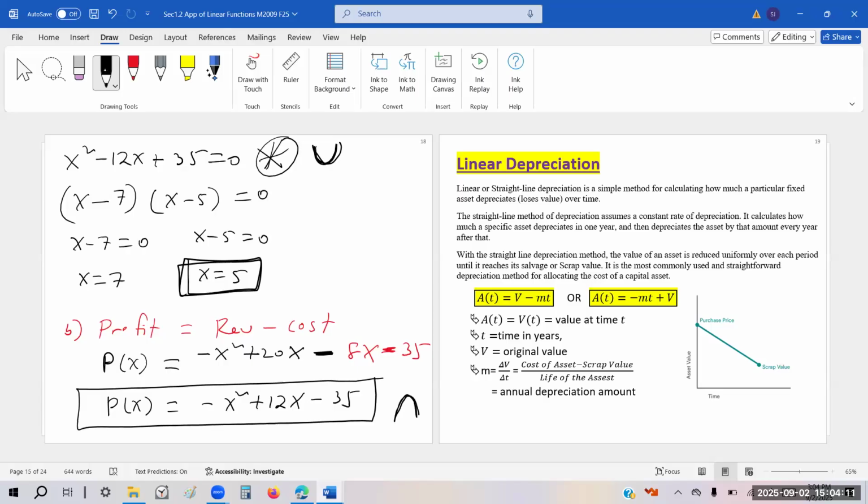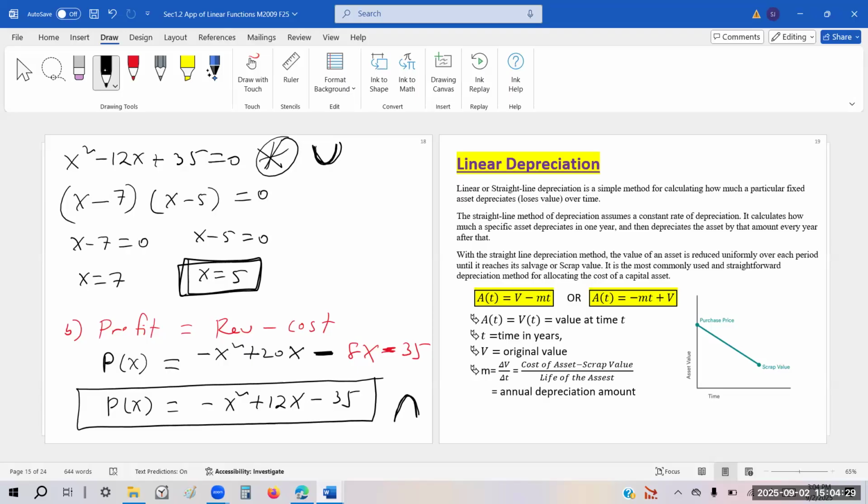So every year you're going to lose some money. We call it depreciation. It goes down. So it's a linear function that is decreasing. You buy at the high price, and each year you're going to lose money if you try to sell it.